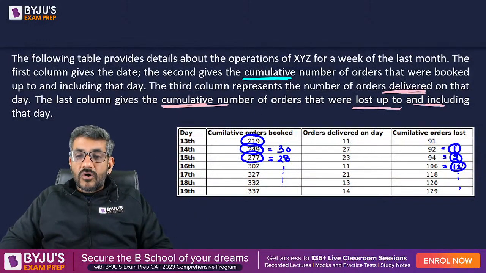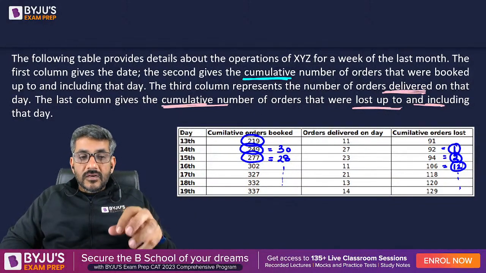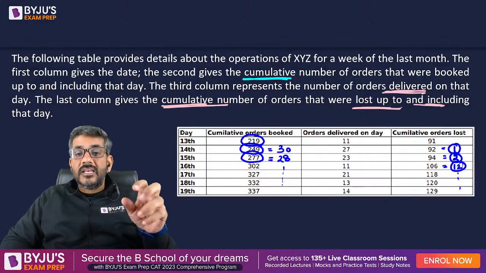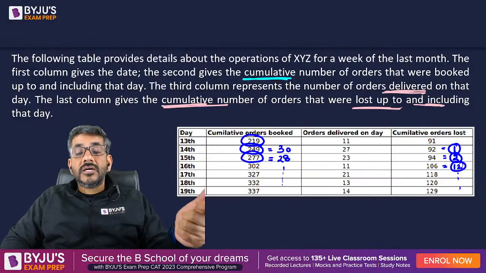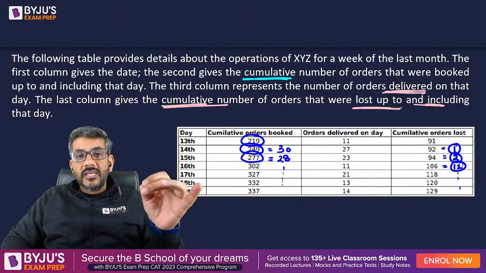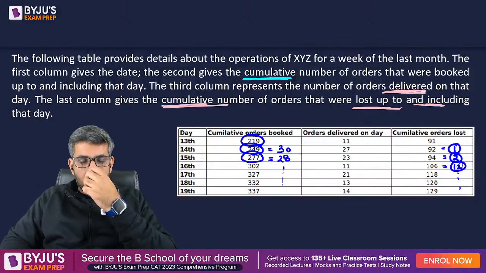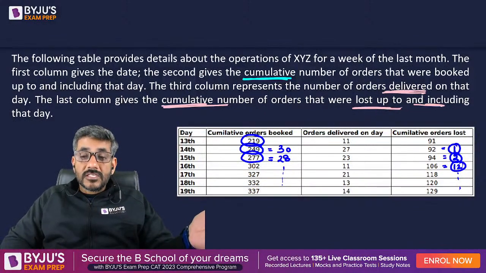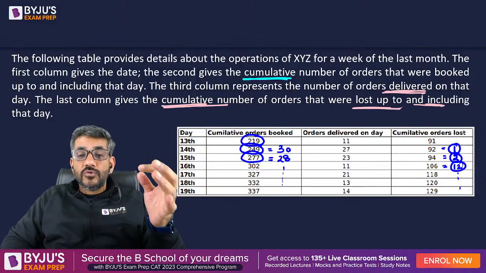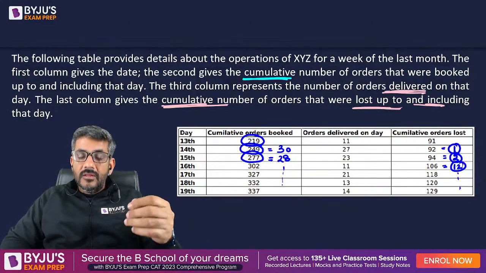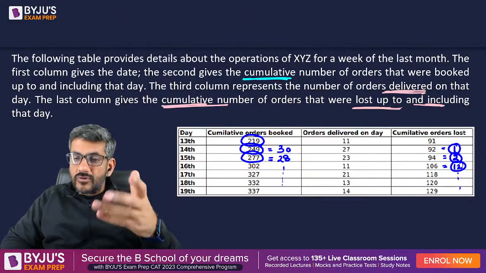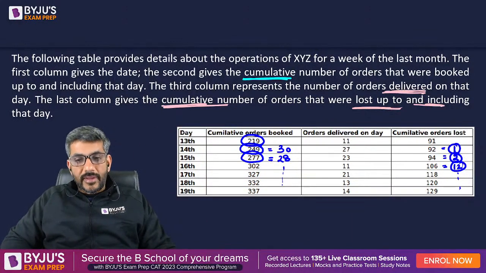Sai here, in the last column, he's saying that this is the cumulative orders lost. That means till 13th, we can say 91 orders were lost. Lost means the orders which were not delivered even at the end of the second day, right? They had to deliver the orders by the second day. But if they were not delivered even at the end of the second day, those are called lost orders. Similarly, on 14th, they were 92. On 15th, they were 94. So on and so forth.